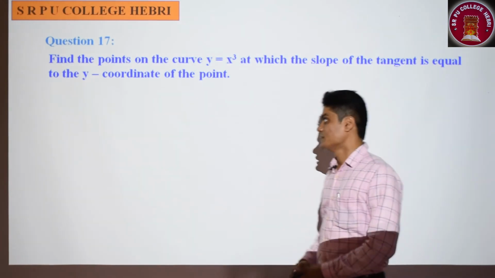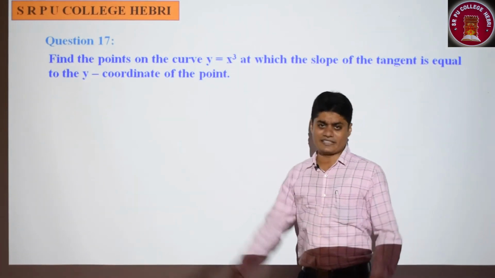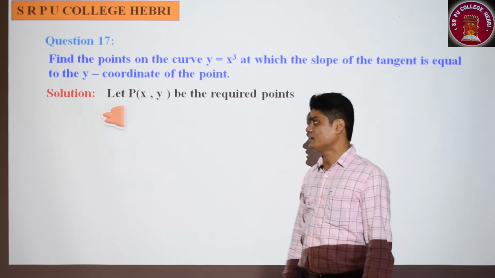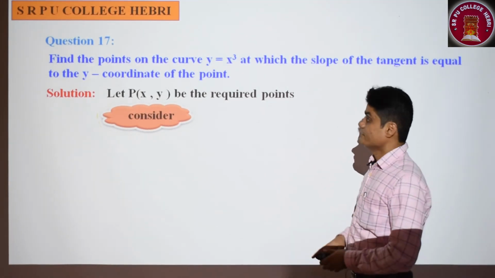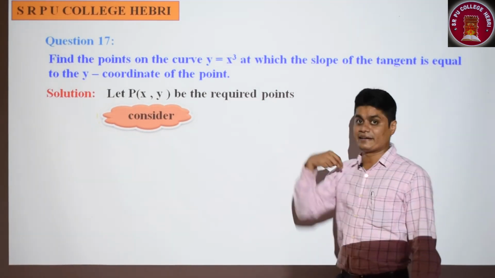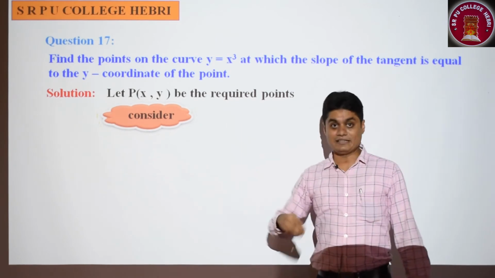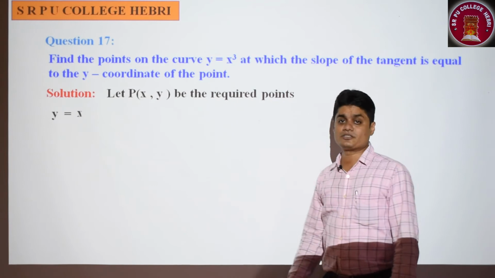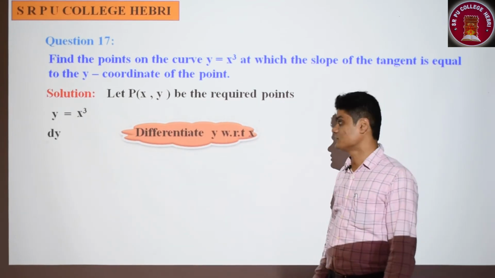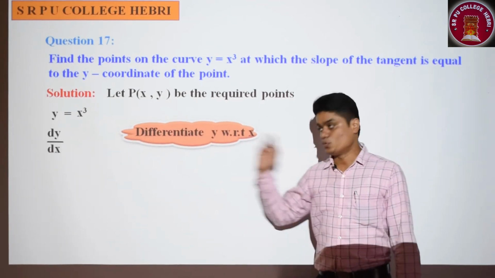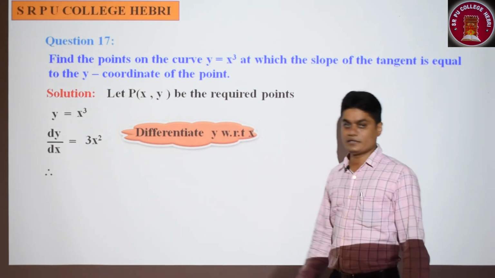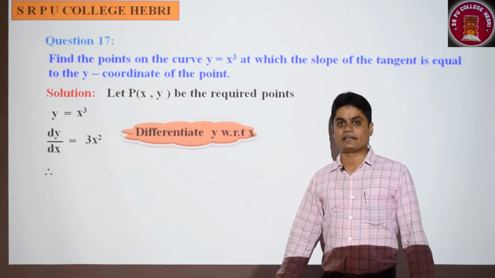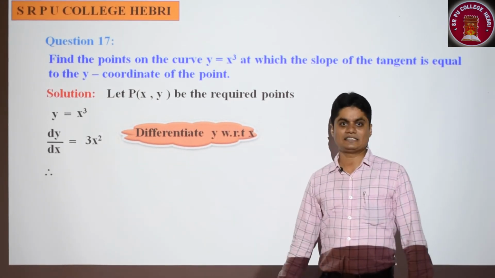Observe carefully. In the differentiation part, y is equal to x cube, which is a very simple part. But remember, we have to find the point. So you take the required point as x comma y. Now consider the curve y is equal to x cube. As usual, we have to differentiate. What is the differentiation? 3x square. Here the differentiation of y with respect to x is 3x square. Did you understand this much? There is no difficulty in this.